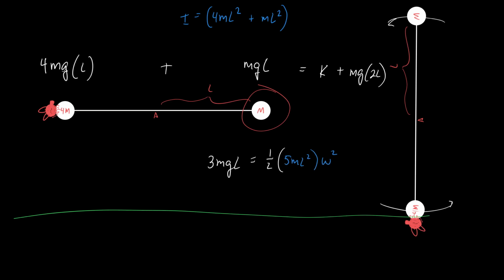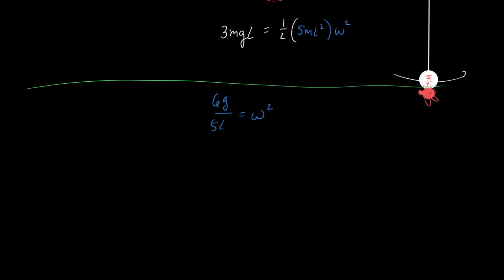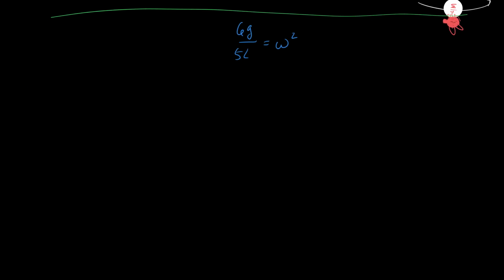Times omega squared. The entire system will have that velocity. Bye-bye m, bye-bye one of the L's. I've got a 2 there, so this looks like 6g over 5L equals omega squared. Units work out. It's the same stuff we had just a minute ago. So omega is the square root of 6g over 5L. That'll be in radians per second. So there, angular speed of the bug.